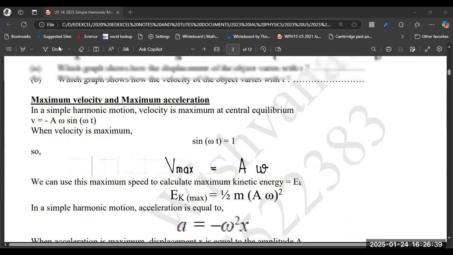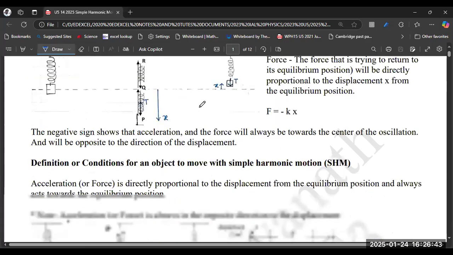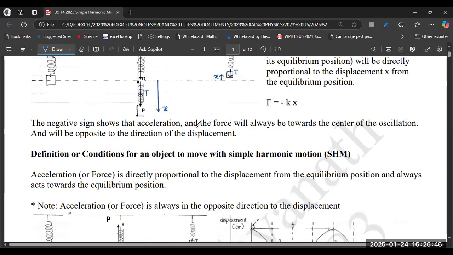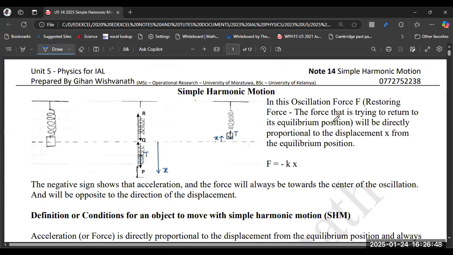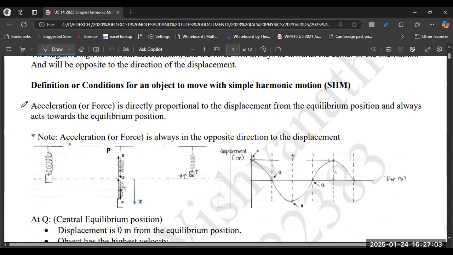If I recap what we did last day, we learned the definition of simple harmonic motion, which says that the force is directly proportional to the displacement from the equilibrium position and it is always acting towards the equilibrium position. You must know that, because every year for 1 mark they ask this definition.